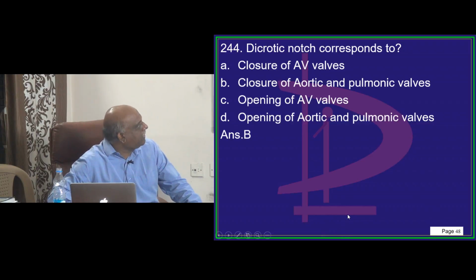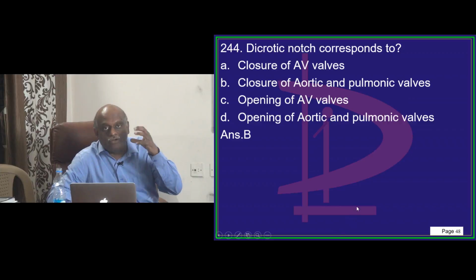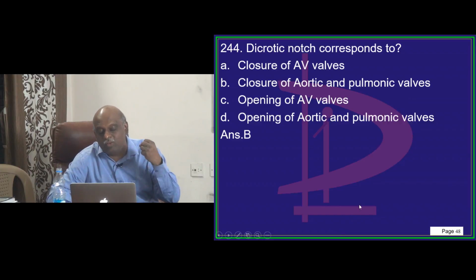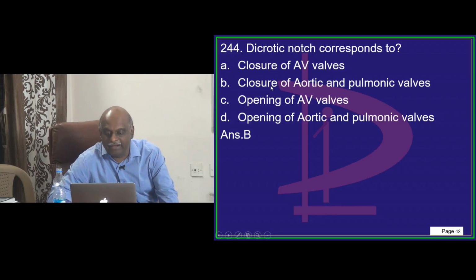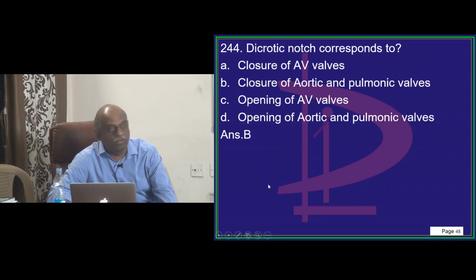So the dicrotic notch, closure of the aortic and pulmonic valves, they are the ones which are responsible for the dicrotic notch, is what you need to remember.